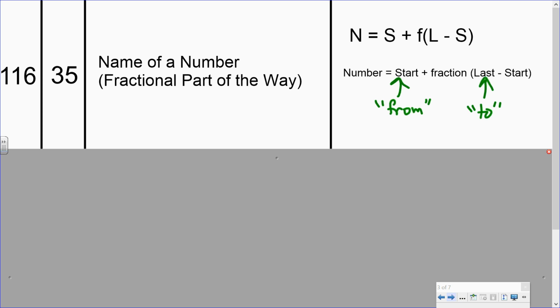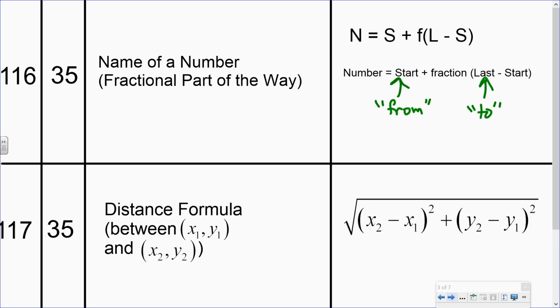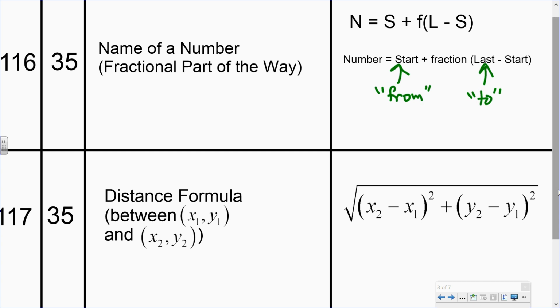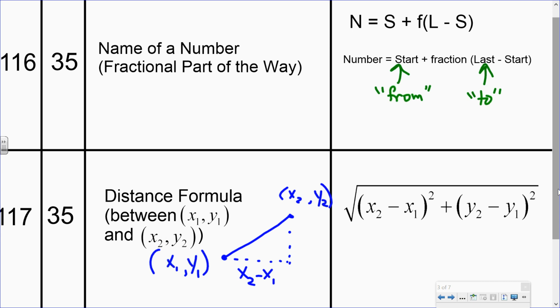Our other formula for today, our distance formula, if we have 2 points, x1, y1, and x2, y2, and we want the distance between them, our formula comes from the Pythagorean theorem, where one side would be x2 minus x1, and another leg would be y2 minus y1. So then the distance would be one side squared plus the other side squared, and then take the square root to get just the distance, not the hypotenuse squared.